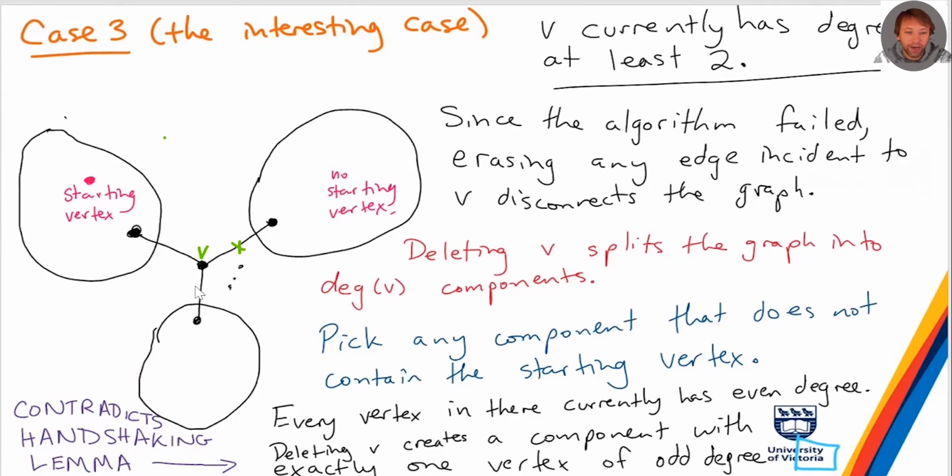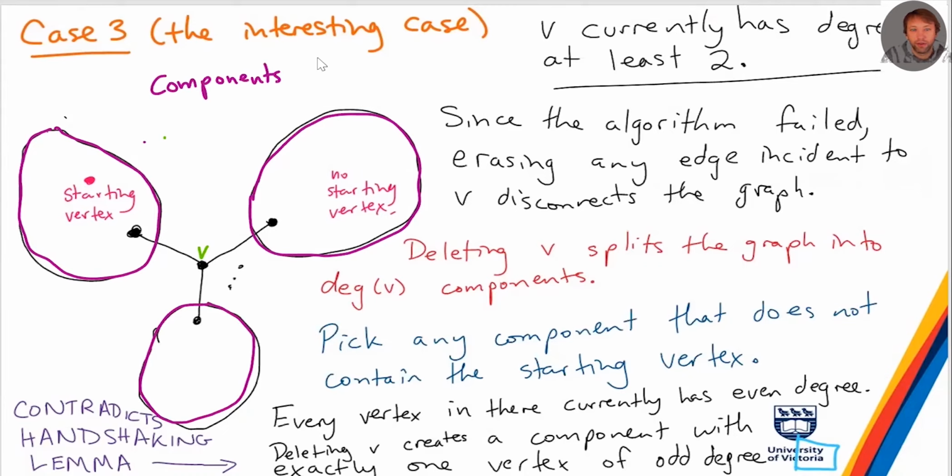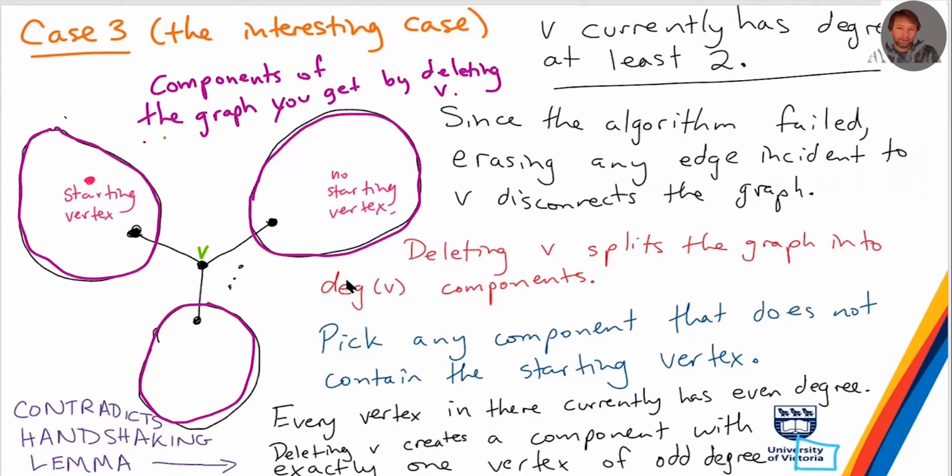And for every neighbor of V, no matter which way I go, it's going to disconnect the graph by erasing the edge. Now here's the key observation. If I look at these purple blobs here, these are the components of the graph you get by deleting the vertex V, if you delete V and all of the edges that touch V.